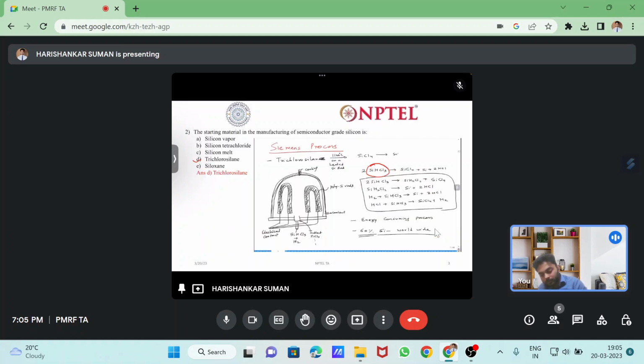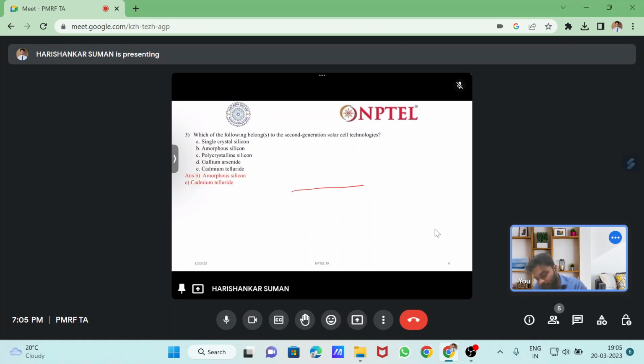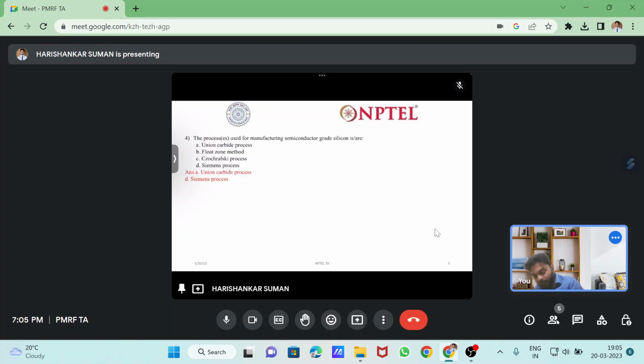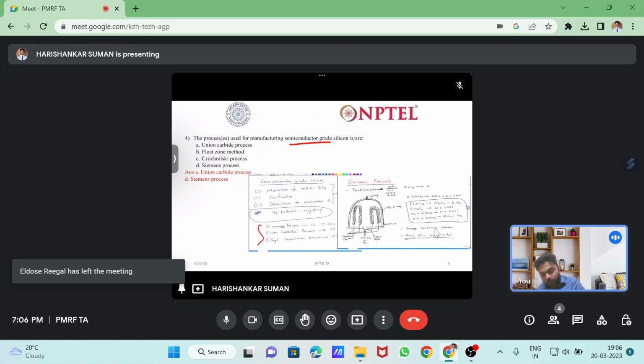And second, we have discussed semiconductor grade silicon. This material is trichlorosilane in the Siemens process. And the third question is regarding the second generation solar cell. This is the second generation thin film solar cell. So we know the answer: a process for manufacturing semiconductor grade silicon. This is the Siemens process, Union Carbide, ethyl carbonation process.